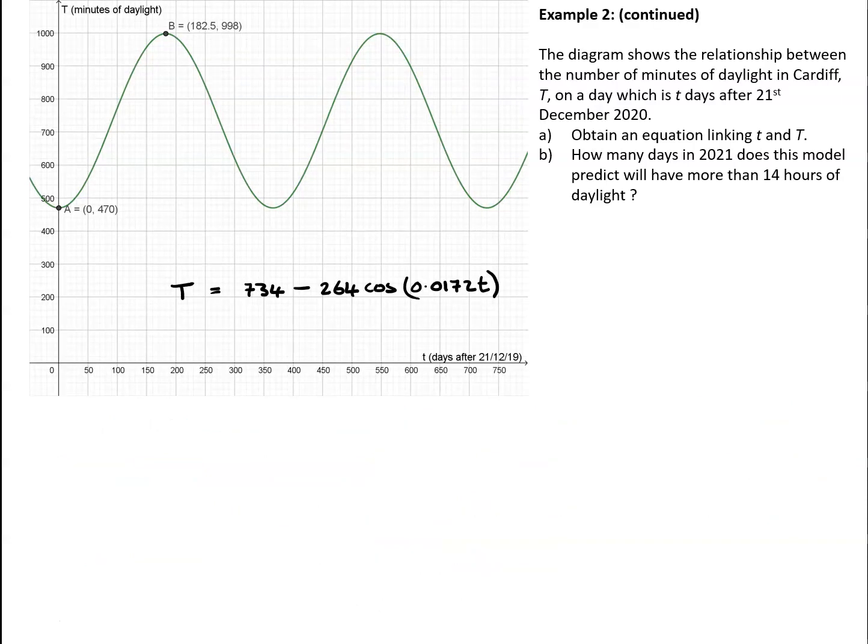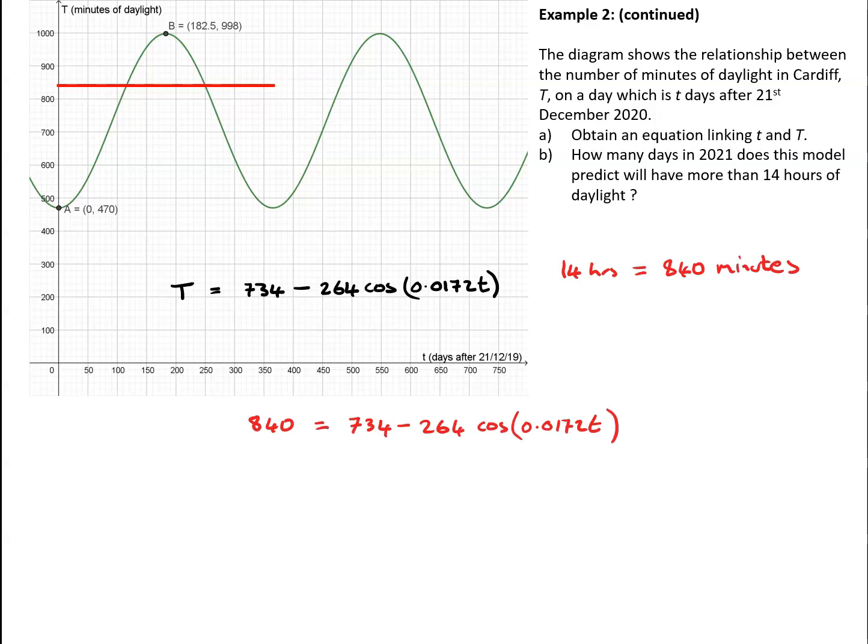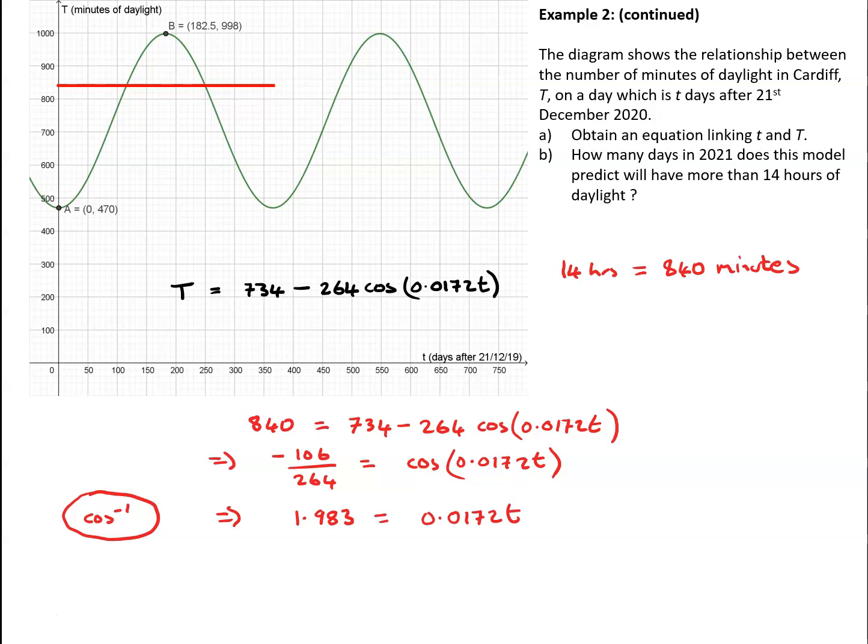First of all, just remember that 14 hours of daylight means we're looking for the number of days in which we've got more than 840 minutes of daylight. So if I try and solve the equation 840 equals 734 minus 264 cos of 0.0172t, then we get minus 106 over 264 must equal the value of cos of 0.0172t. Doing an inverse cos then gives me 1.983, a value of 0.0172t.